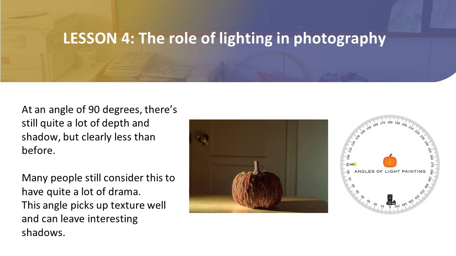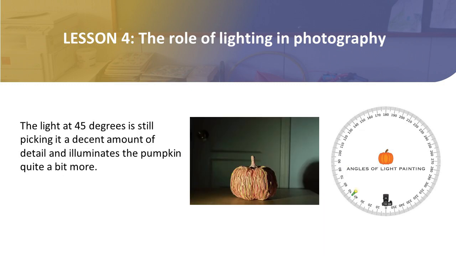At an angle of 90 degrees, as per this photo, there is still quite a lot of depth and shadow, but clearly less than before. Many people still consider this to have quite a lot of drama. This angle picks up texture well and can leave interesting shadows. The light at a 45 degree angle is still picking up a decent amount of detail and illuminates the pumpkin quite a bit more, but with less drama and texture than the previous shots.